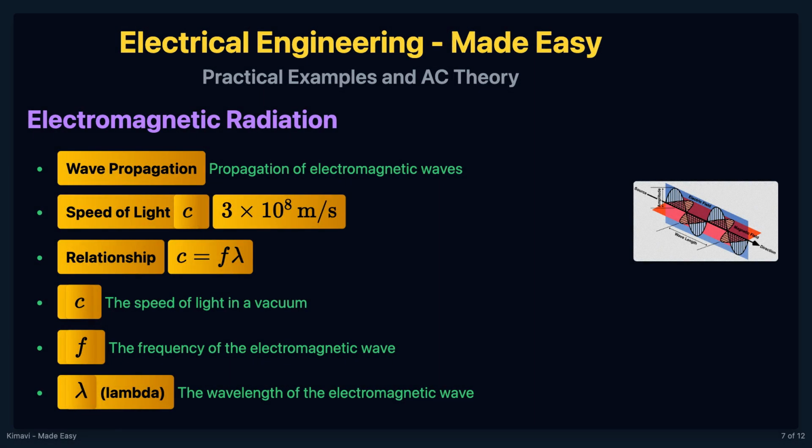Electromagnetic radiation is the propagation of electromagnetic waves through space. These waves are generated by the acceleration of charged particles and include radio waves, microwaves, infrared, visible light, ultraviolet, X-rays, and gamma rays. The speed of electromagnetic waves in a vacuum is the speed of light, approximately 3 times 10 to the power of 8 meters per second. The relationship between the speed of light, frequency, and wavelength is given by the formula c equals f lambda, where c is the speed of light, f is the frequency of the wave, and lambda is the wavelength.